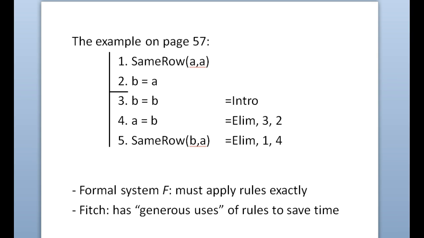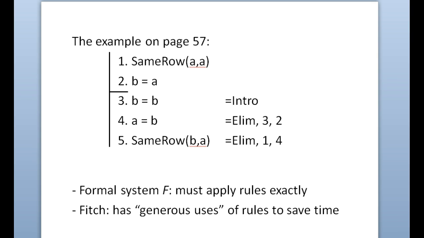Then finally, we use line 4. Line 4 lets us go back to line 1 and substitute B for A in line 1. So we're going to substitute B for the first A in line 1 just because that was the goal of this proof that the authors gave us. We wanted to prove same row BA, that B is in the same row as A.